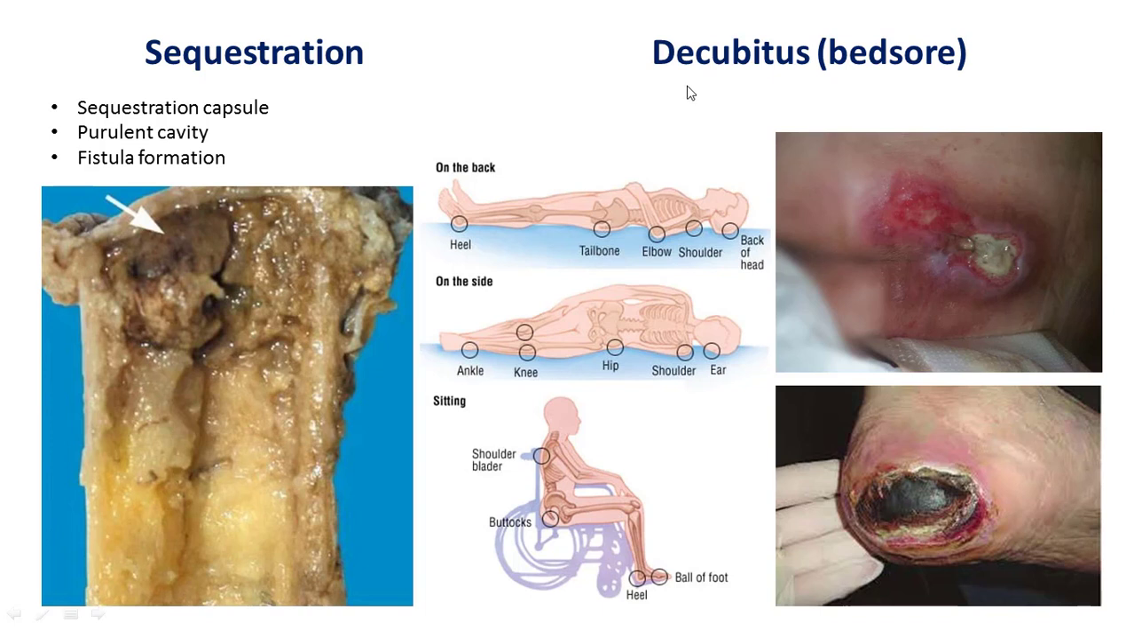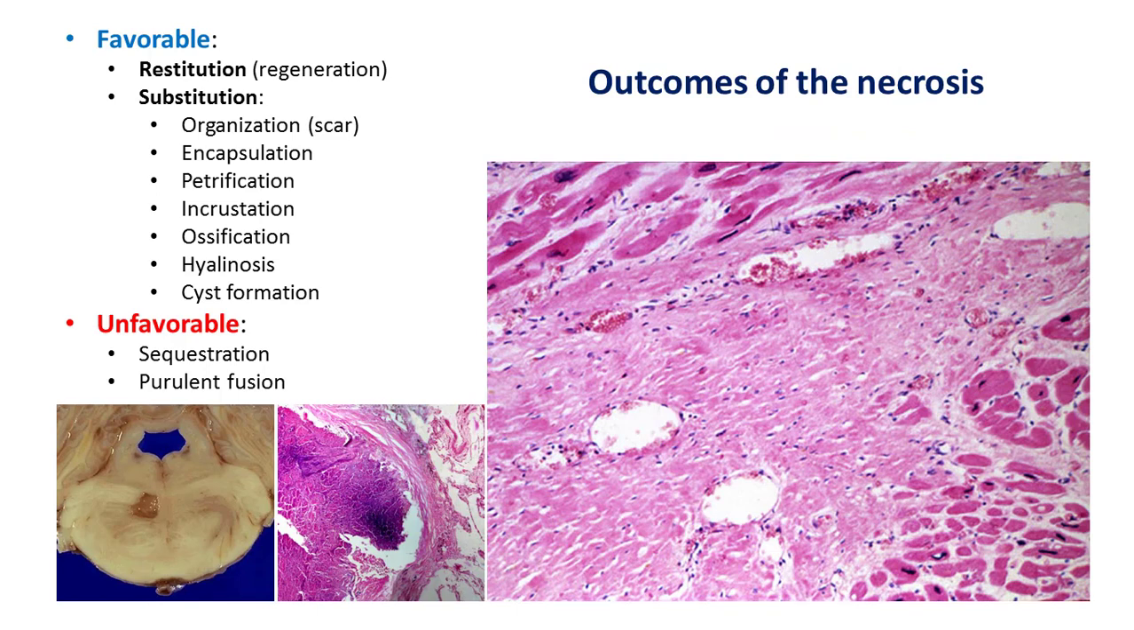Bed sore is a kind of gangrene that occurs on the surface of the body, which undergoes constant pressure. This usually occurs in severe patients who have to stay in lying position for long term. Here on this picture you can see the typical places where the bed sore could be found. Bed sore is a kind of trophoneurotic necrosis, and usually is presented by such black color area of necrotized tissue surrounded by purulent inflammatory reaction. The outcomes of the necrosis could be divided into favorable and unfavorable groups.